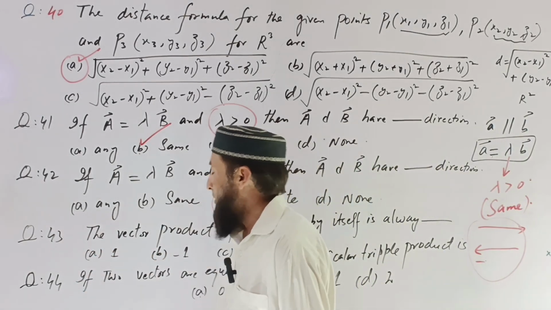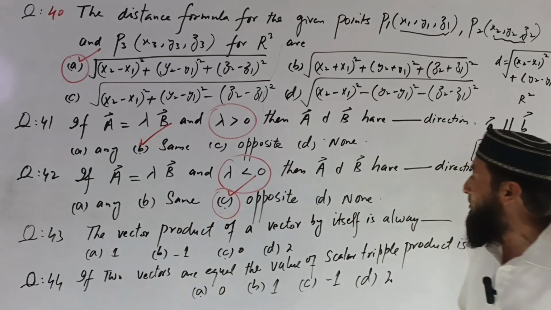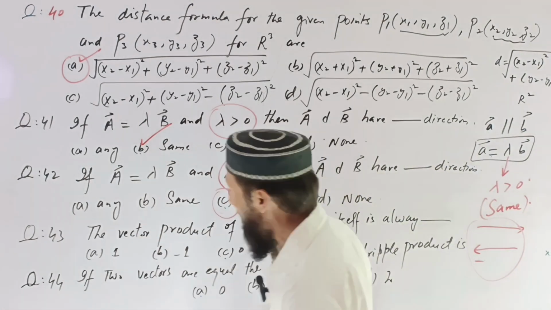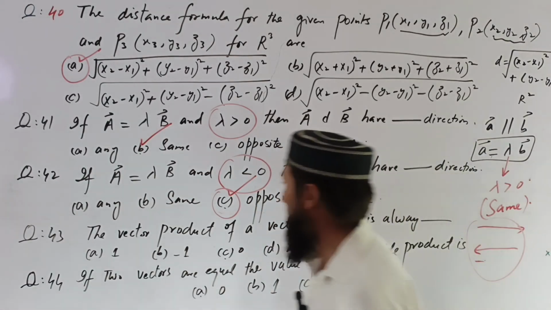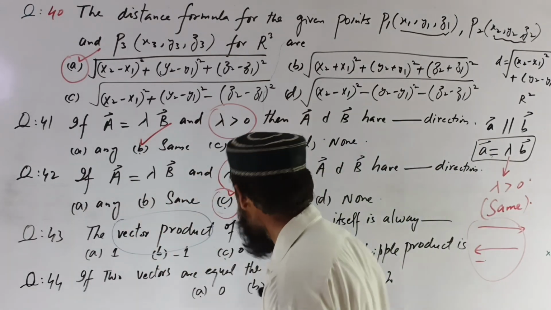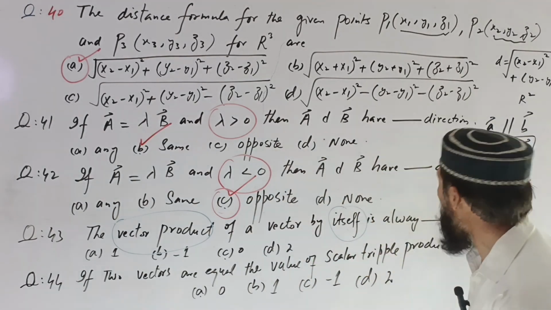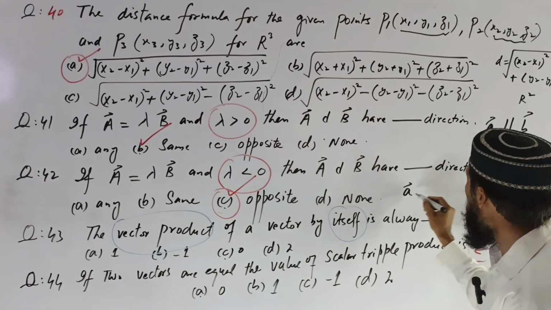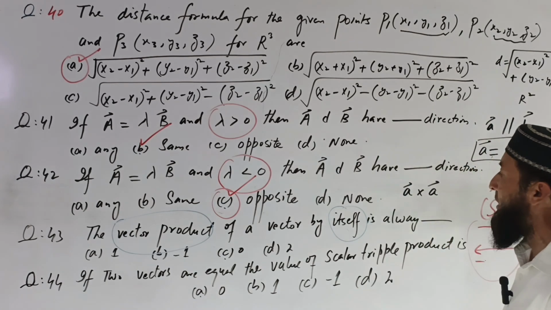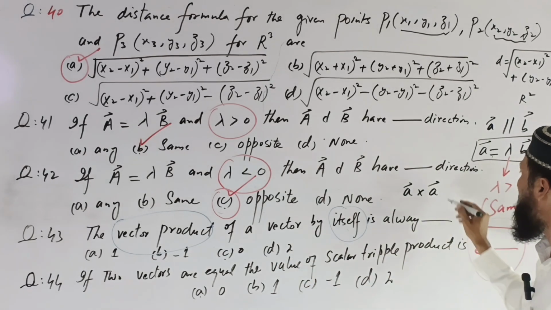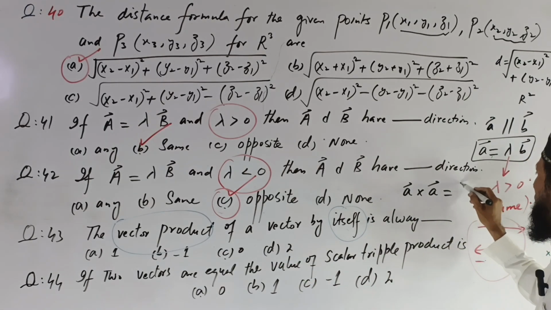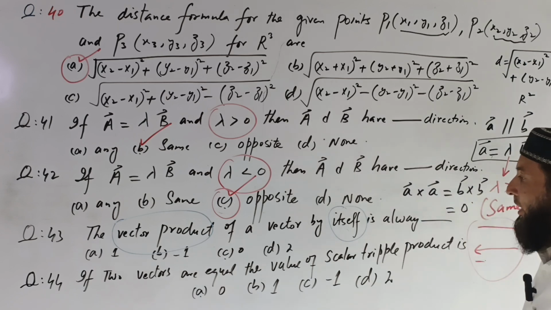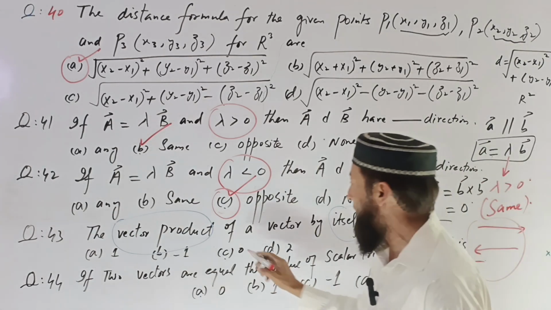The third question, number 43: the vector product of a vector by itself is always a vector product. Vector product means cross product. For example, A is any vector, and we take the cross product of it by itself. This is the property: B cross B and C cross C, so the result will be equal to 0. The correct answer is C.